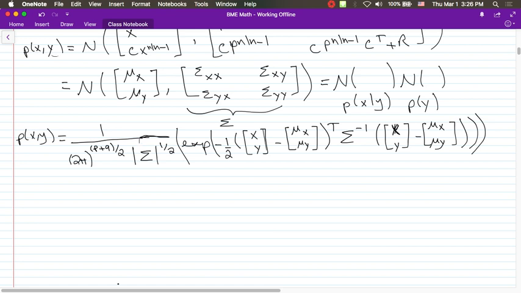Okay, so if I could do that, then this is equal to P of x given y times P of y, which is equal to, well, what's P of x given y? I don't know. I have to find this. What's P of y? Well, P of y, we know, has a mean that's the expected value of y. What's the expected value of y? What's the variance of y?